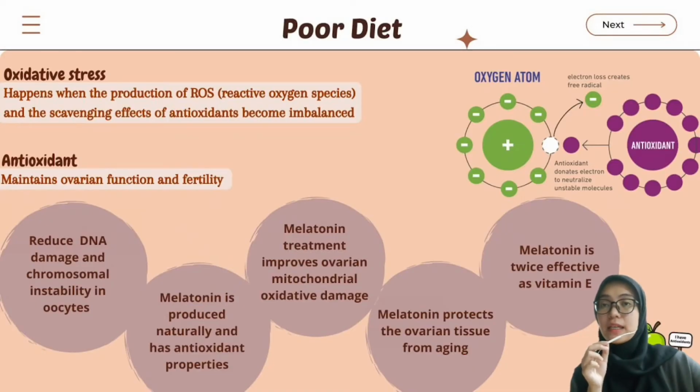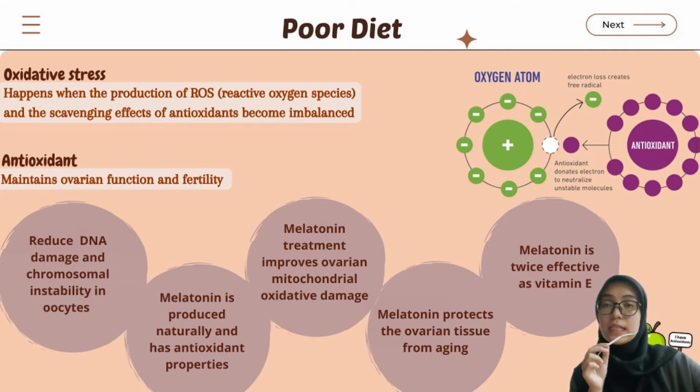Next, diet can affect oocyte aging. Poor diet is also one of the significant causes for oxidative stress, mitochondrial dysfunction, and oocyte aging. Antioxidants are crucial in maintaining ovarian function and fertility. Oxidative stress happens when the production of ROS and the scavenging effects of the antioxidants become imbalanced. Thus, by including food containing antioxidants, it will help in decreasing ROS-mediated oocyte damage and preserve the quality of aging oocytes and follicles. This has been proven in the application of antioxidant NSC to oocyte culture. DNA damage and chromosomal instability in oocytes were believed to be reduced in this application.